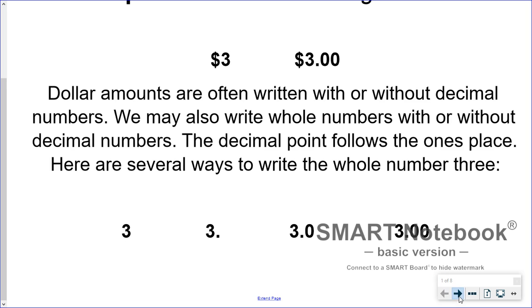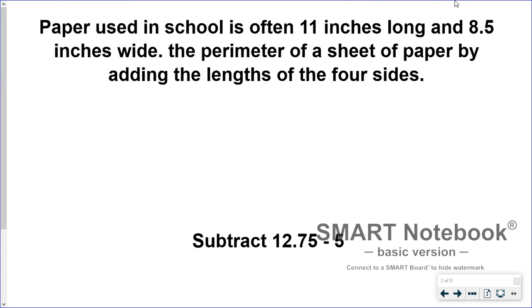Now, did I need to scroll? Yep. Okay, sorry. Let's use that information to help us solve a couple of these problems. Paper used in school is often 11 inches long and 8.5 inches wide. Find the perimeter of that sheet of paper. Well, let's go ahead and add. We're going to find the perimeter by adding the lengths of all 4 sides. On a piece of paper there are 4 sides, so if I quickly draw 1, 2, 3, 4, I know it's a really weird looking piece of paper, but you're going to just go with me.